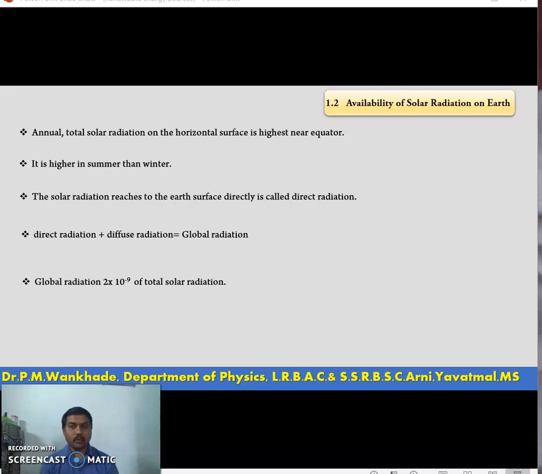A small part of total solar radiation comes on the earth's surface. This small portion of solar radiation on earth is of great importance. It is the only source of energy on the earth. It is expected that global radiation received on the earth is 2 into 10 raised to power minus 9 times that of solar radiations.